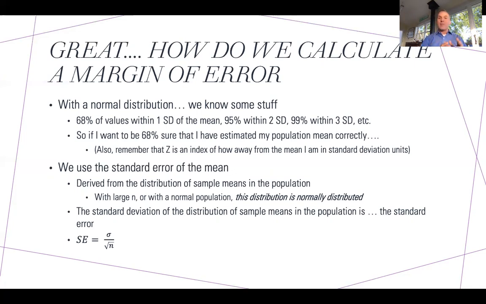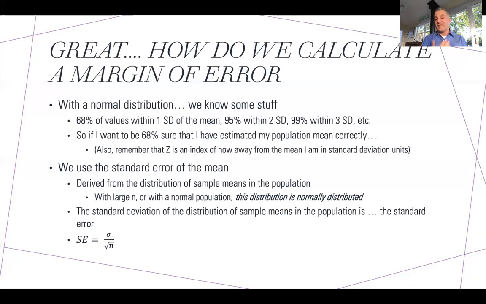Again, remember that the central limit theorem tells us that even if the population itself is not normally distributed, the distribution of sample means will be normally distributed. So go back and review the central limit theorem if you're confused about the difference between the distribution of the population and the distribution of the sample means in the population. Because what's important out of the central limit theorem is that even with a non-normal population, the distribution of sample means is going to be normal.